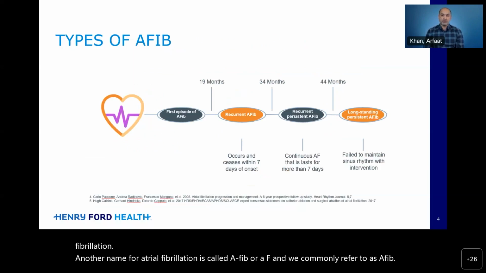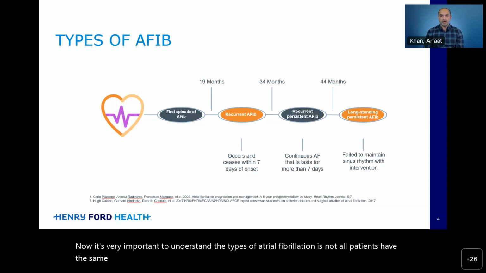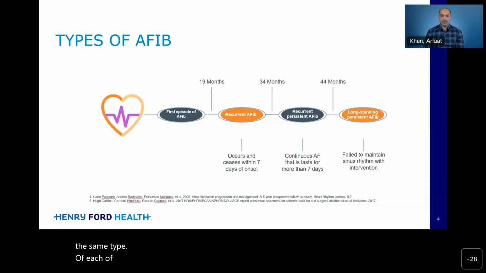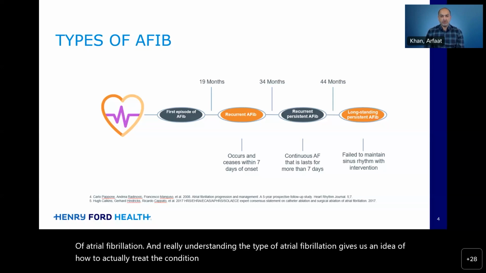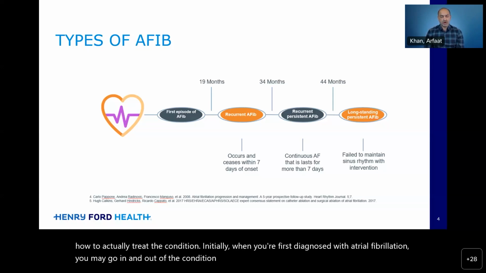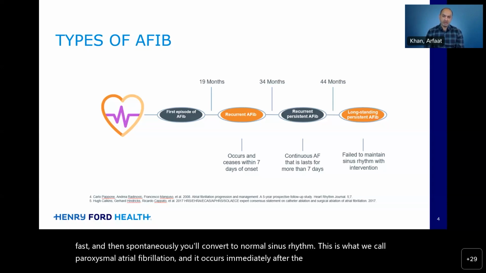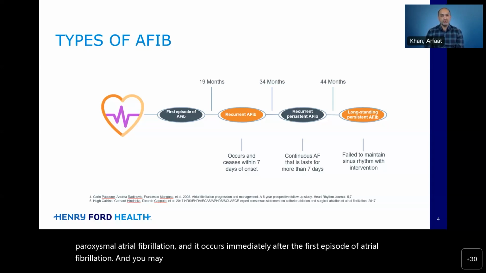Now, it's very important to understand the types of atrial fibrillation, as not all patients have the same type. Really understanding the type of atrial fibrillation gives us an idea of how to actually treat the condition. Initially, when you're first diagnosed with atrial fibrillation, you may go in and out of the condition. You may have episodes where your heart is racing fast and then spontaneously you'll convert to normal sinus rhythm. This is what we call paroxysmal atrial fibrillation. It occurs immediately after the first episode of atrial fibrillation, and you may be in this for months to a few years.